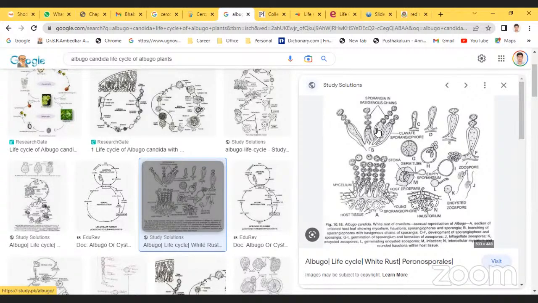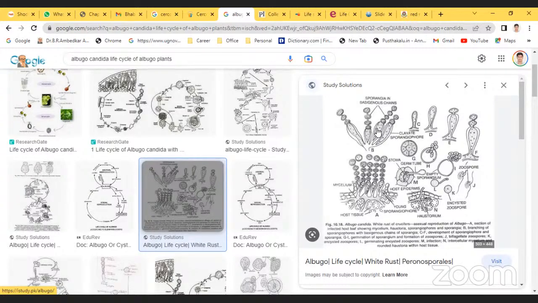So here the oogonium is the female sex organ. It is multinucleate. The cytoplasm is differentiated into the central ooplasm and peripheral periplasm. The central ooplasm is dense and contains only one egg nucleus. The periplasm is lighter and multinucleate. These are regarding the oogonium as a female sex organ.